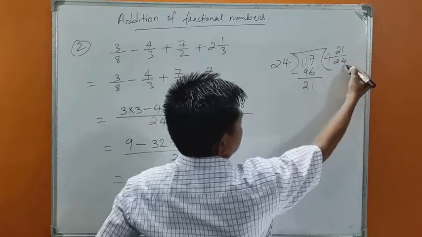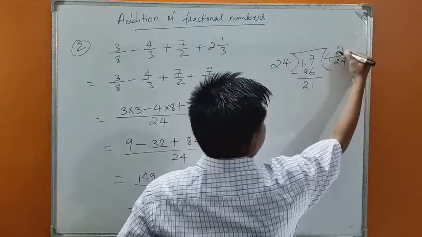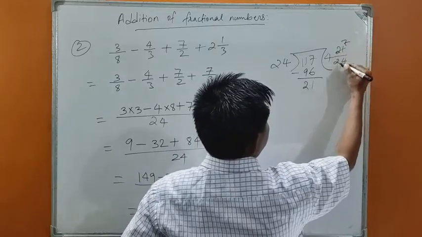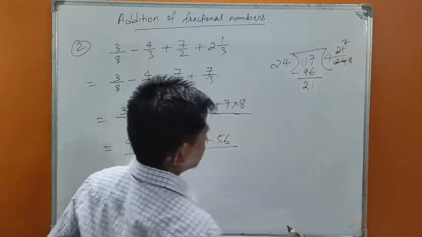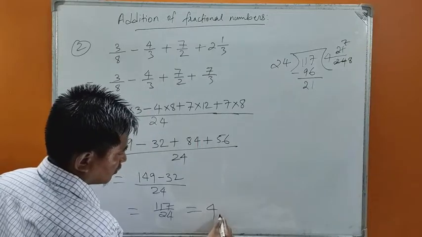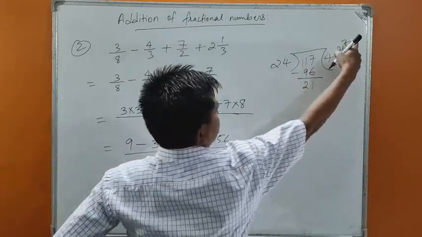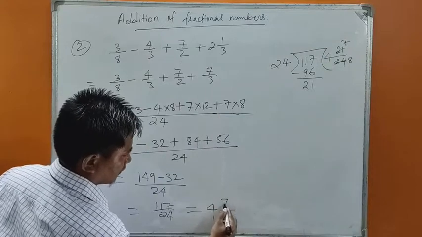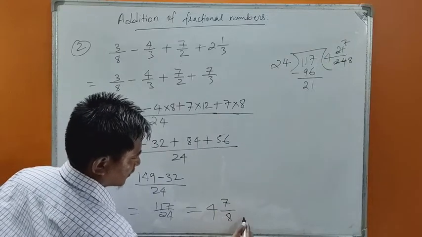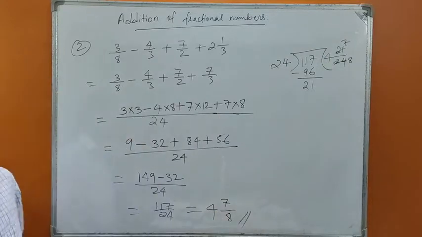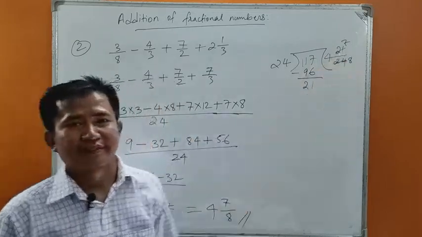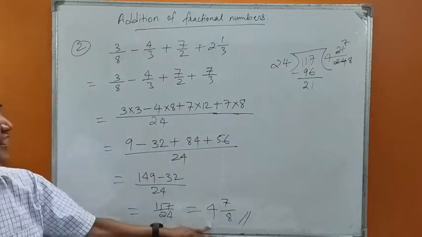Now this 21 and 24 can be cancelled by 3. 3 7s are 21, 3 8s are 24. That means you can write 4 whole 7 upon 8. You can cancel the number if it is cancelable. So this is the answer for this question.